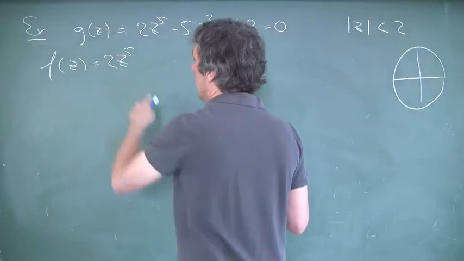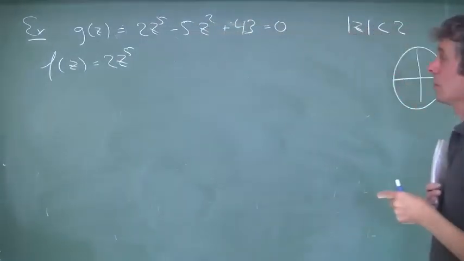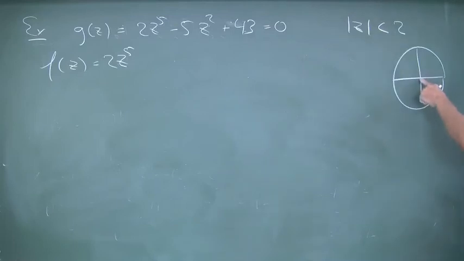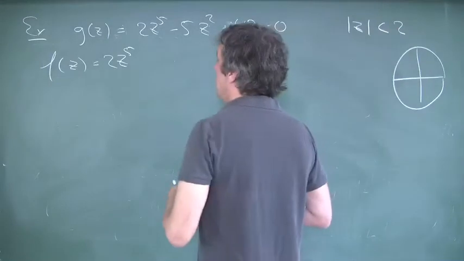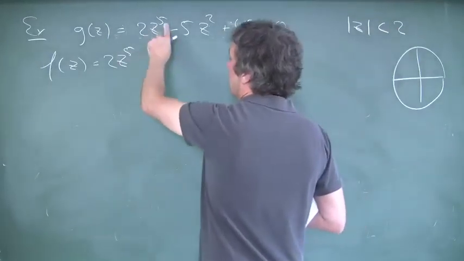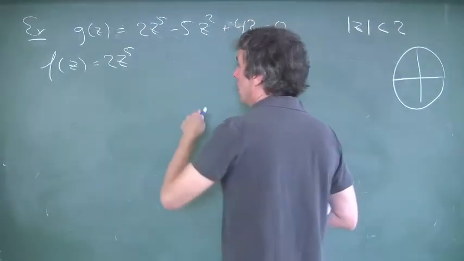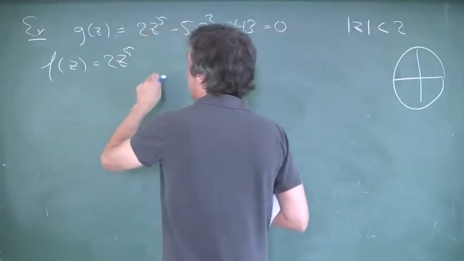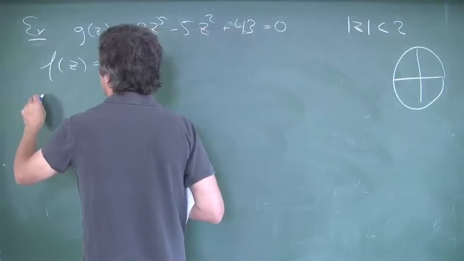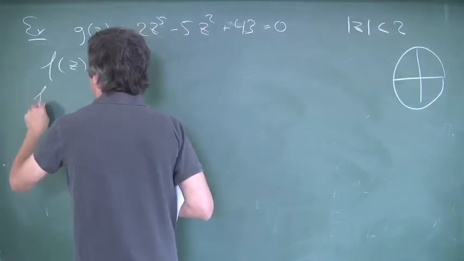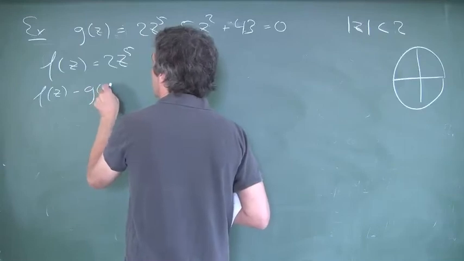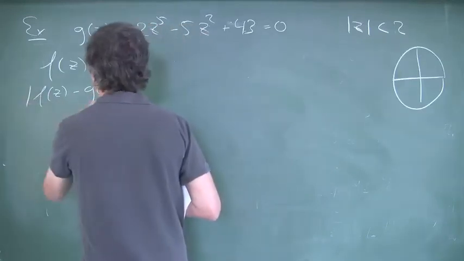And this is a function where it's very easy to see how many zeros it has inside this circle, because there's just 1, of course, at the origin, and it has multiplicity 5. So what we'll do is that we compare these two polynomials now. So we can start by considering the difference now, the absolute value of f of z minus g of z.